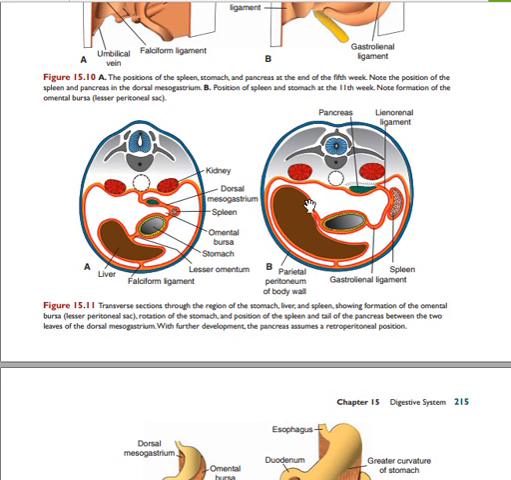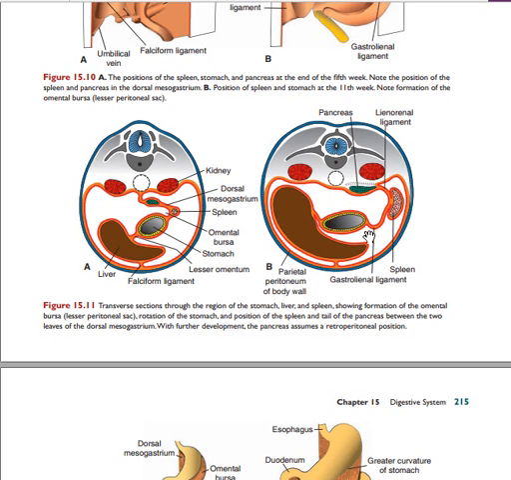So now this space, which encloses the stomach, the liver, and the mesentery of the stomach, is going to be this part here, and this space is going to be called the lesser omental sac. Is it clear? So we have the lesser omental sac here. So this ligament here, which connects the pancreas and the spleen, is called the lienorenal ligament.